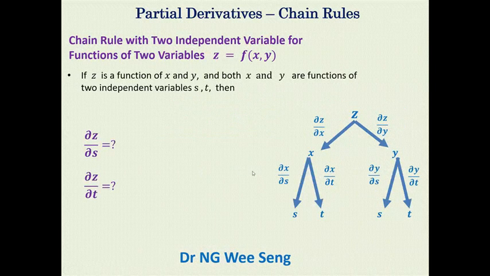We can now extend the result to the case when z is a function of x and y, and x and y are in turn functions of two independent variables s and t. So in this case, we expect four branches: x to t, x to s, y to s, y to t. Total of four branches. Along each branch, we have a derivative, which is one connecting the two variables.